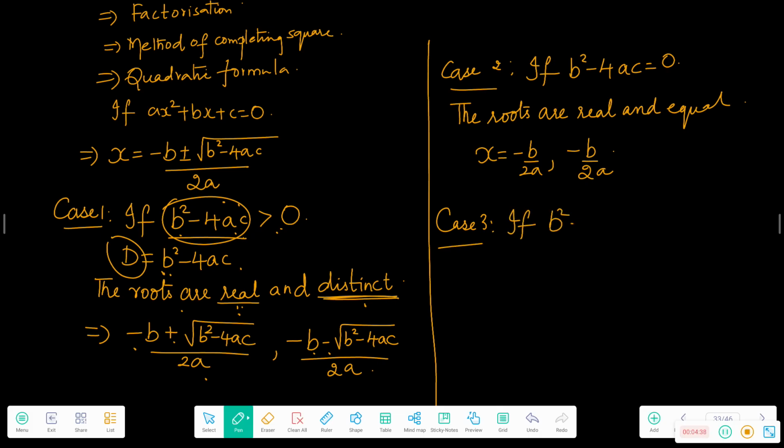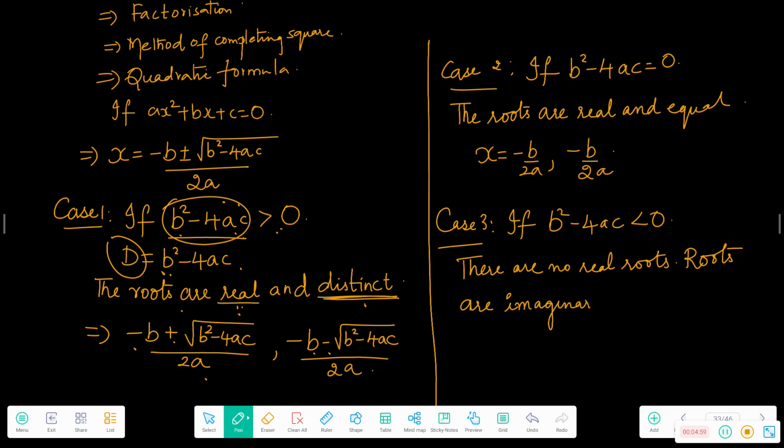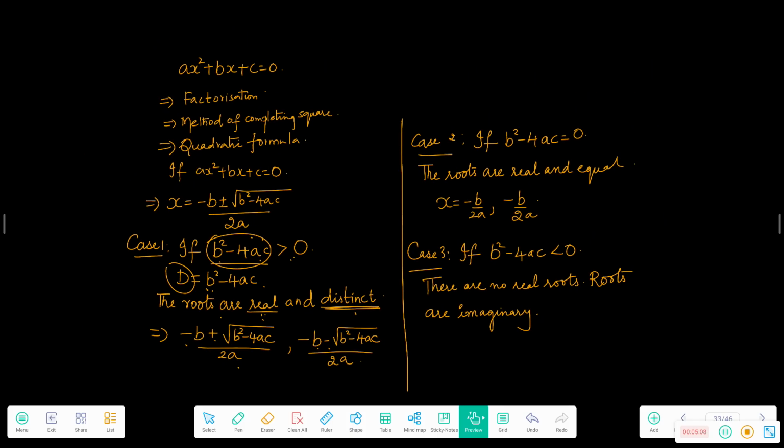If b square minus 4ac is less than 0, then there are no real roots. That is, the roots are imaginary. So this session is about studying the nature of the roots.